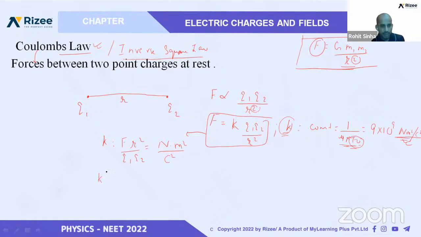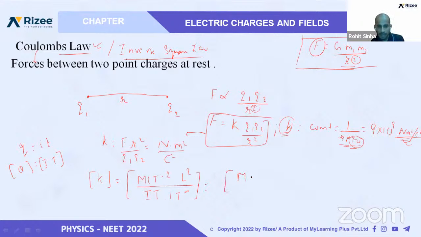If we talk about the dimension of k, how will you write it? What is the dimension of F? You know, it is M L T to the power minus 2. R is distance, so we write L square. For charge Q, we write current into time, since Q is equal to I T, as I told you in the previous lecture. So the dimension of Q is I T. Solving all of these, we get M to the power minus 1, L cubed, T to the power minus 4 and I to the power minus 2. This will be the dimension of k. You check it once. Any problem, dear students?